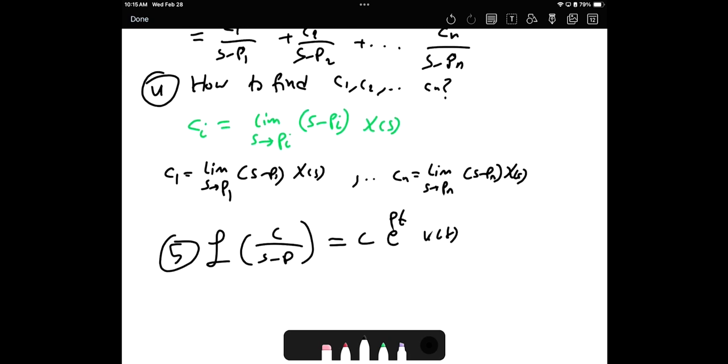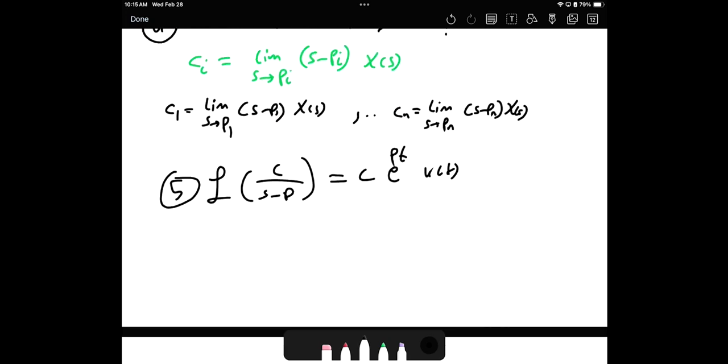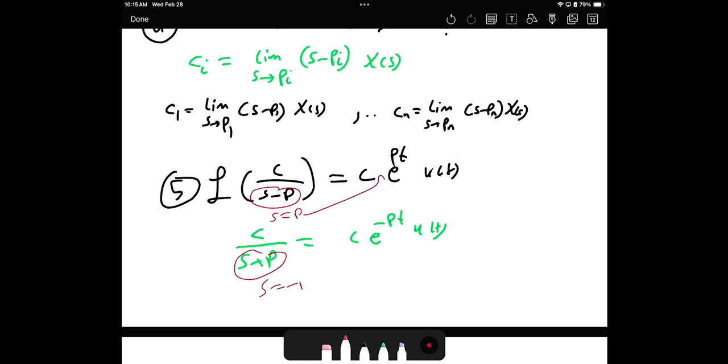After calculating the C's, we can do the inverse Laplace transformation easily. Okay, any question about this procedure? Can it be negative on the e^(pt)? It is s minus p. If it is, for example, C over s plus p, then it will be C with s equal negative p. So it depends: s equal p, therefore we put p here; s equal negative p, therefore we put negative p.